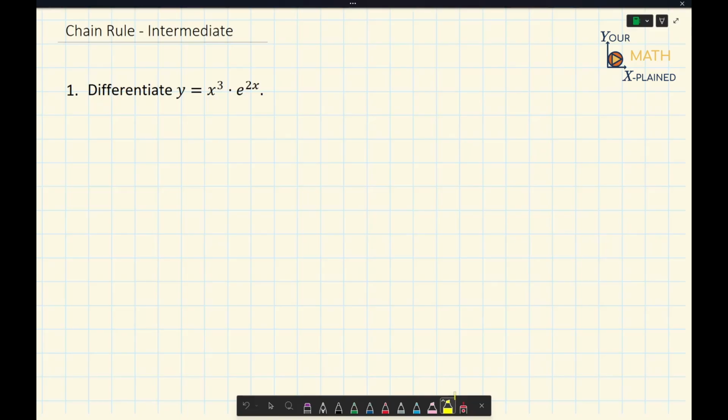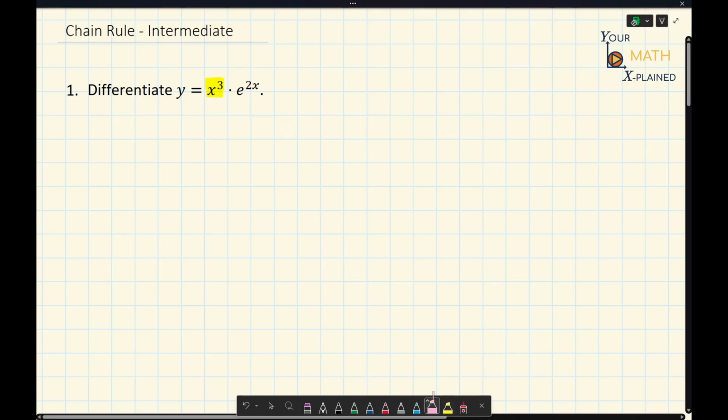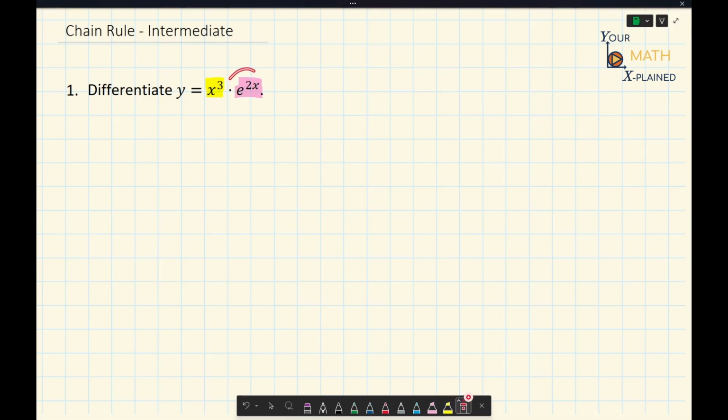In our first example, the equation for y, we can see that it is a product of x cubed and e to the power of 2x. However, e to the power of 2x is also a composite function. So how do we differentiate something like this? What you should recognize is that the dominant operation here is multiplication, because we have this function multiplied by this function. And then within this second function, we have a composite function.